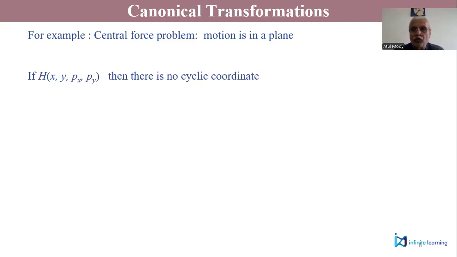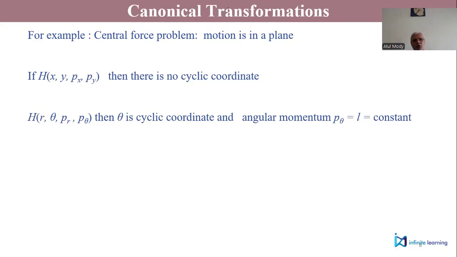If you want to see a more practical problem, then you have the central force problem. In central force motion, especially when we are dealing with planetary systems, motion is restricted to a plane. And in a plane, you can use a Cartesian coordinate system and corresponding momenta. But in this case, there is no cyclic coordinate. If you take the gravitational potential, it's 1 over r, so it will depend on the root of x squared plus y squared, and therefore it depends on both coordinates. So they are not cyclic.